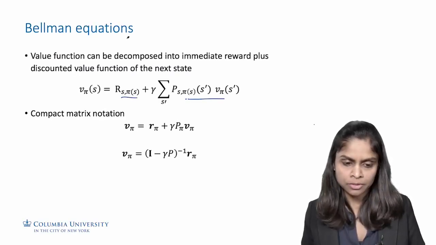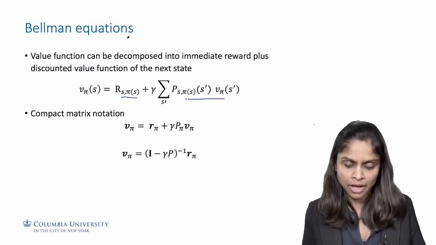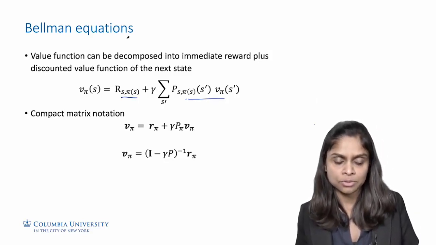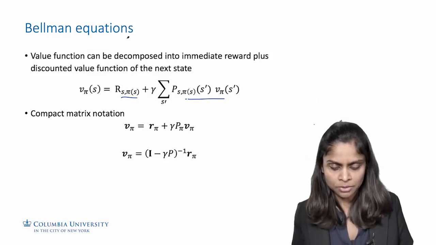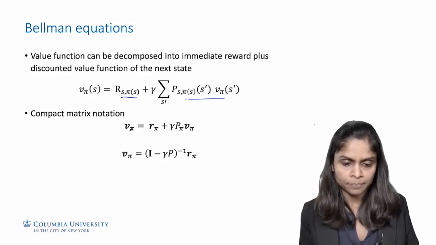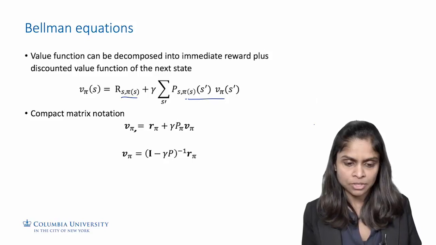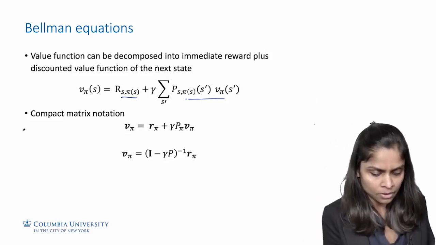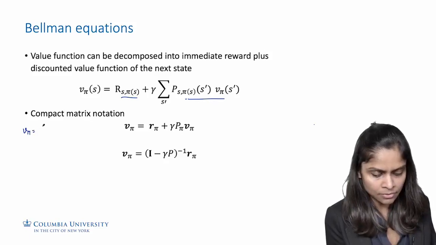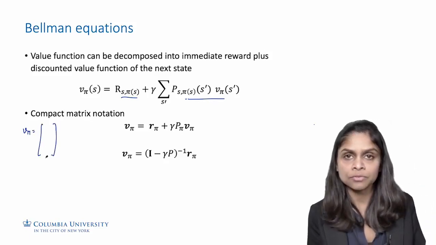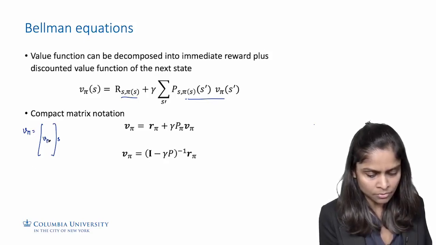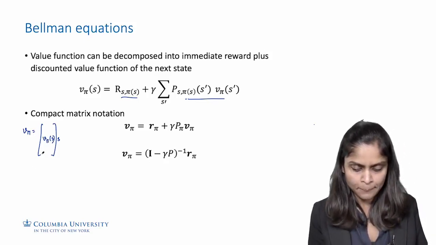To see how to solve these equations and find the value function of a policy, it's also useful to write these equations in matrix notation. In the matrix notation, we use V pi to denote the S-dimensional vector specifying the value for every state. So V pi is effectively a vector with one entry for every state, where the little s entry is nothing but V pi of s.